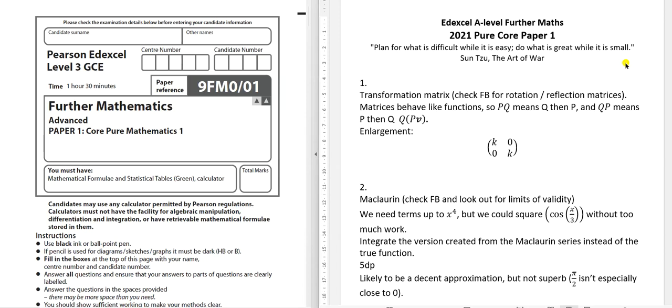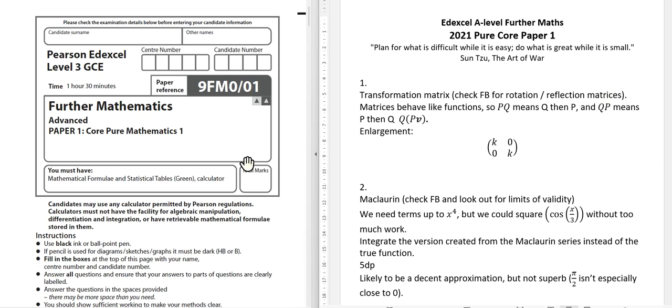This is Edexcel A-level Further Maths 2021 Pure Core Paper 1. This is a follow-on to the video I did previously, which was 30 minutes of looking through every single question, making some preliminary notes and thinking about the questions. Basically familiarizing myself with the whole task at hand. I've got an hour and a half. I've got 75 marks worth that I want to try to pick up as many as possible.